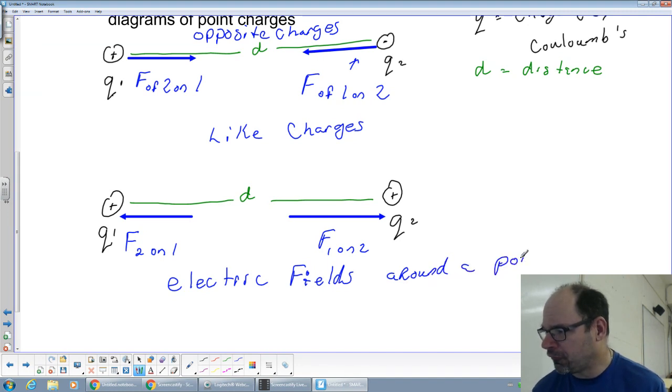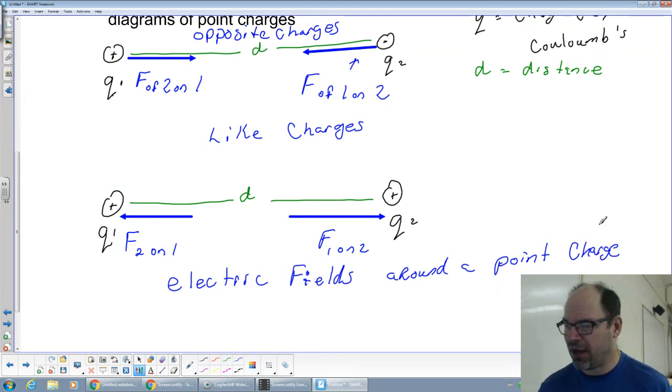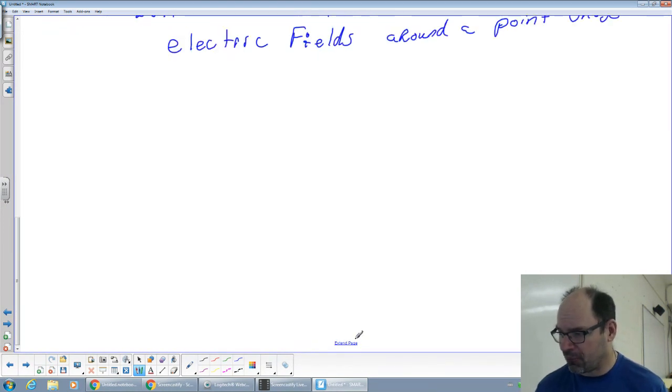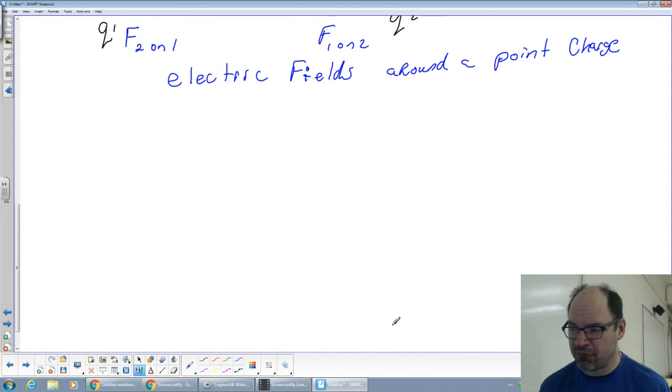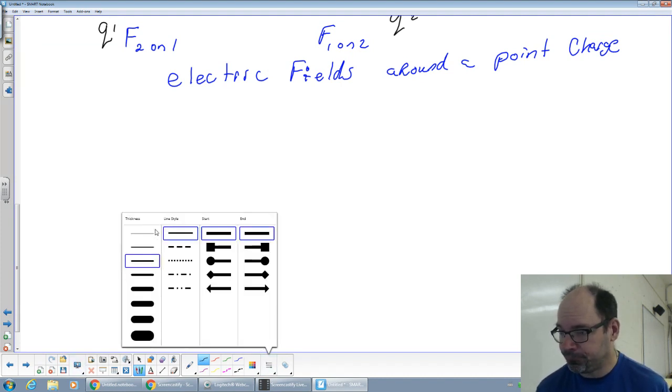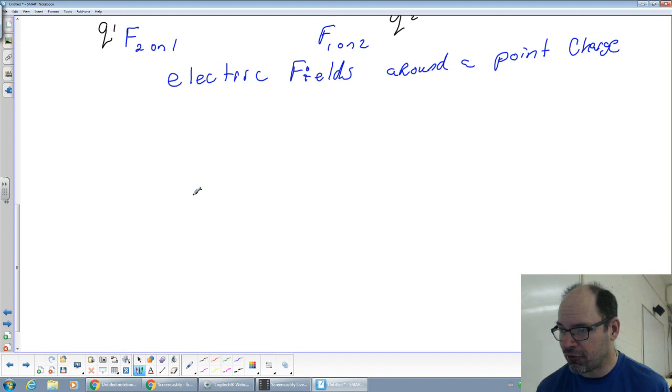Okay, electric fields around a point charge, meaning there's just a single charge. So if we have a positive charge, let's move that up so we can see a little bit better. If we have a positive charge, use this black again. Give yourself some space.